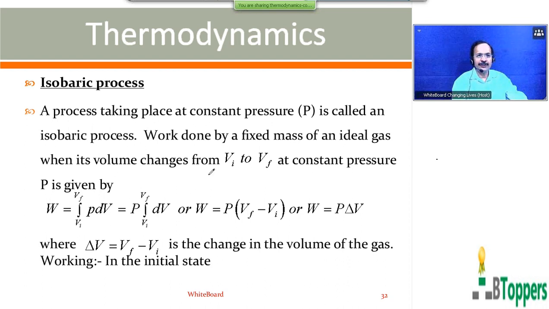Work done by a fixed mass of an ideal gas when its volume changes from Vi to Vf at constant pressure P is given by W equal integral P dV from Vi to Vf. You can take P outside the integral symbol when pressure is constant. So integral dV is V. If you apply the limits, you can write W equal P into Vf minus Vi, W equal P delta V, where delta V equal Vf minus Vi is the change in the volume of the gas.